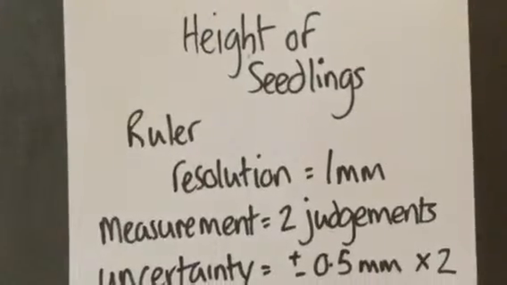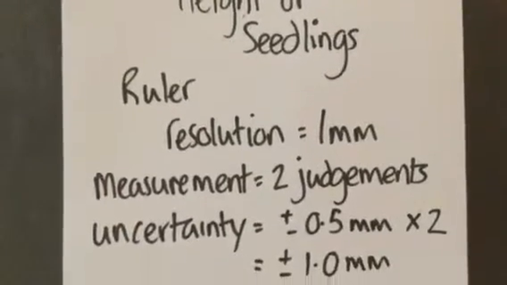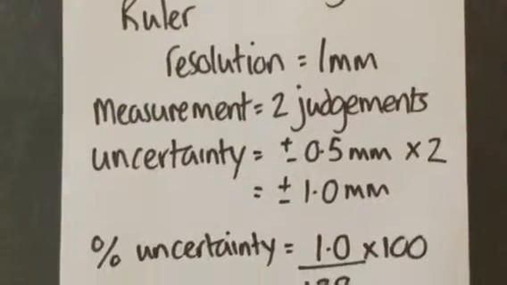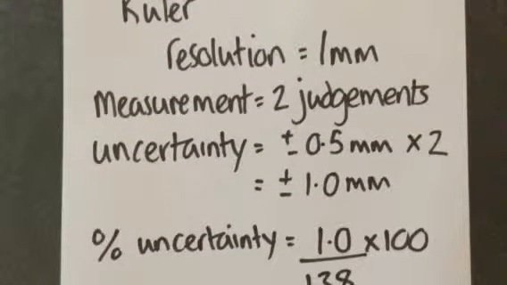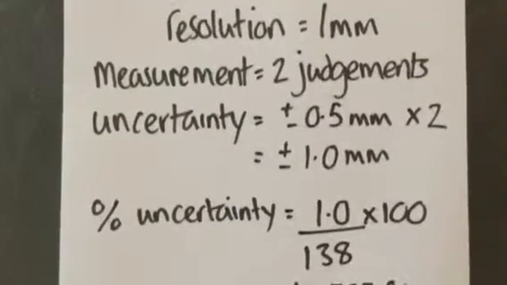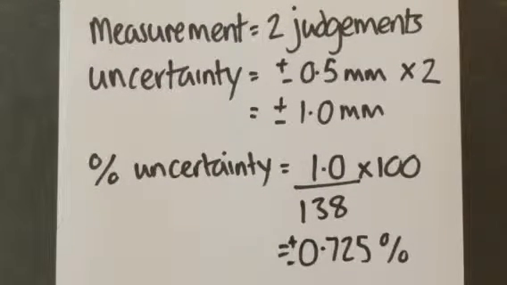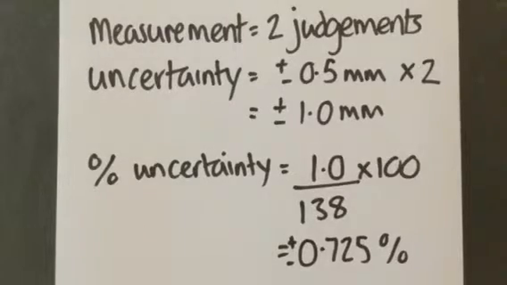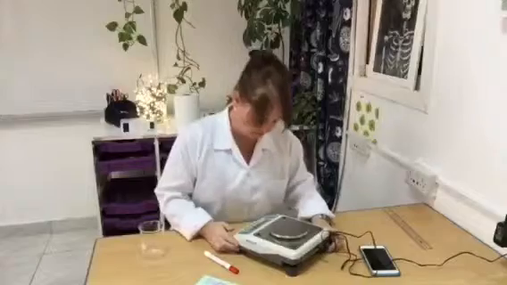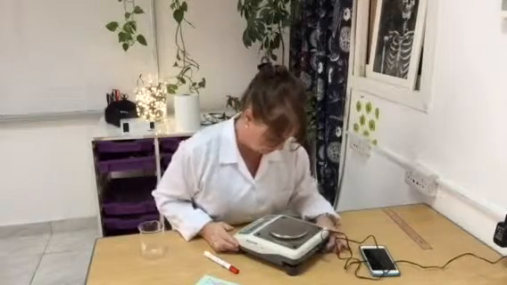So if I want to find my percentage uncertainty, again, I'm going to use my plus or minus 1 millimetre divided by 138 millimetres times 100, giving me an uncertainty of plus or minus 0.725%. Now I move on to a digital balance. Here I'm just going to measure the mass of a beaker.